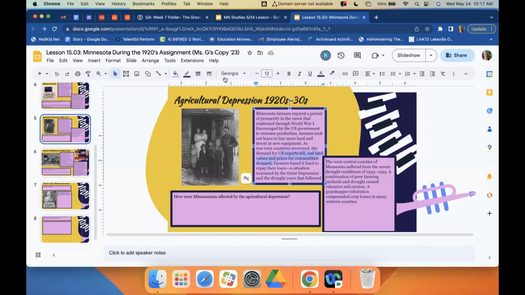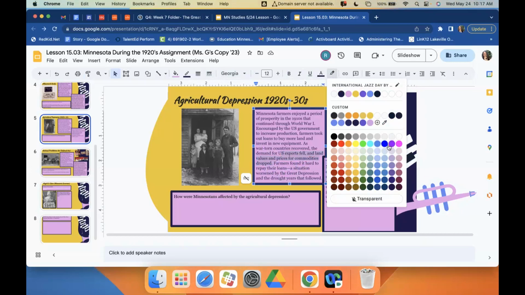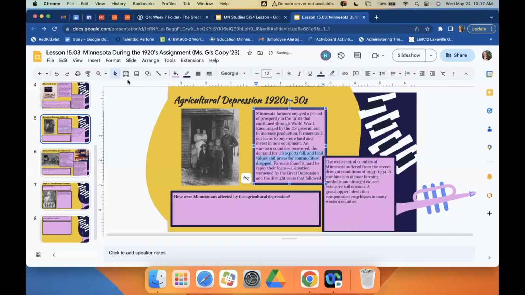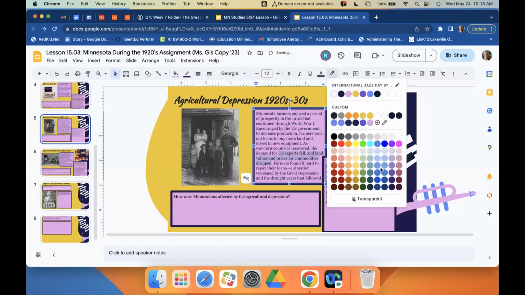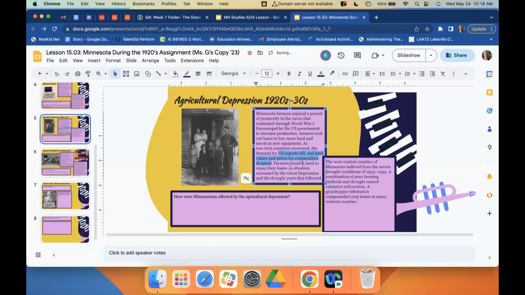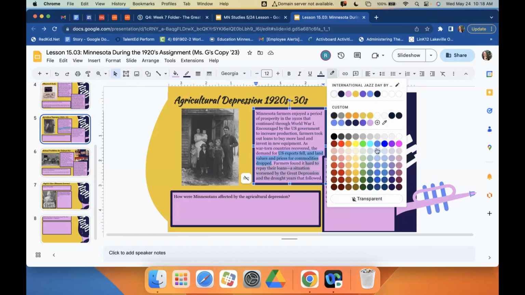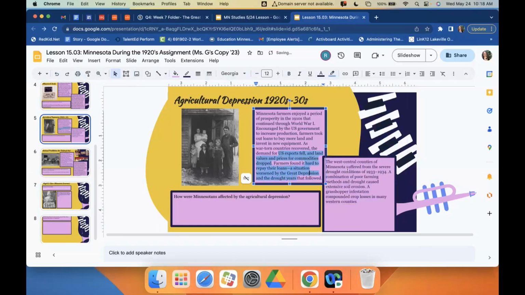Perfect. And then Bobby, I'll have you start here in just a minute. I'm just going to highlight some important things from this paragraph quick. And I'll let you know when to start here. I want it to be a darker color. There we go. Okay, Bobby, you can start whenever you're ready.